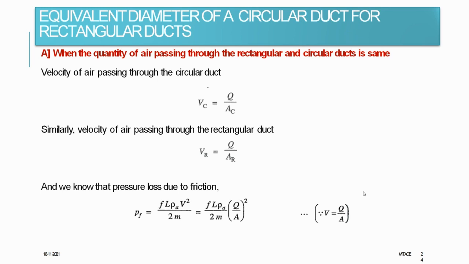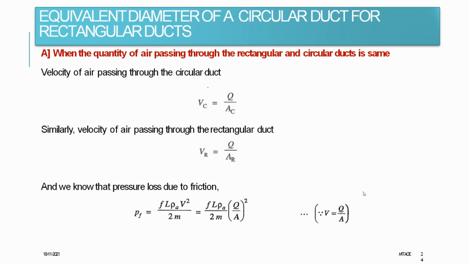For the circular duct, we know V is equal to Q upon A, and similarly for the rectangular duct, VR is equal to Q upon AR. Here Q is the same, so we can equate both terms. So we get PF, we know that PF is equal to FL rho V square upon 2M, and we can put the value of V as Q upon A. So we get FL rho A upon 2M multiplied by Q upon A whole square.